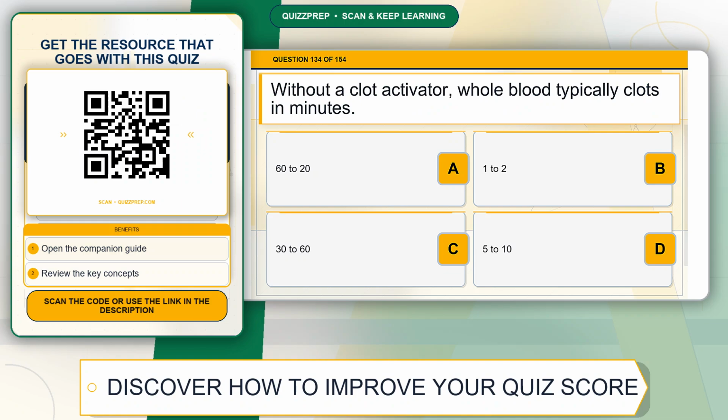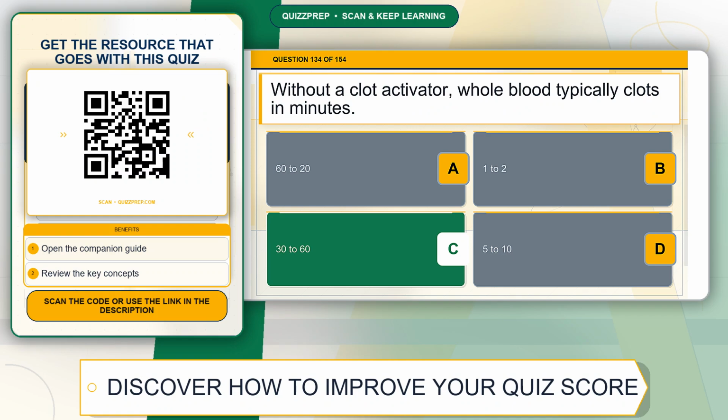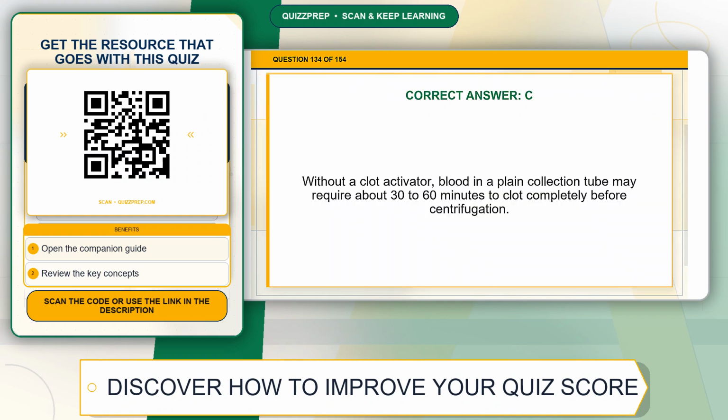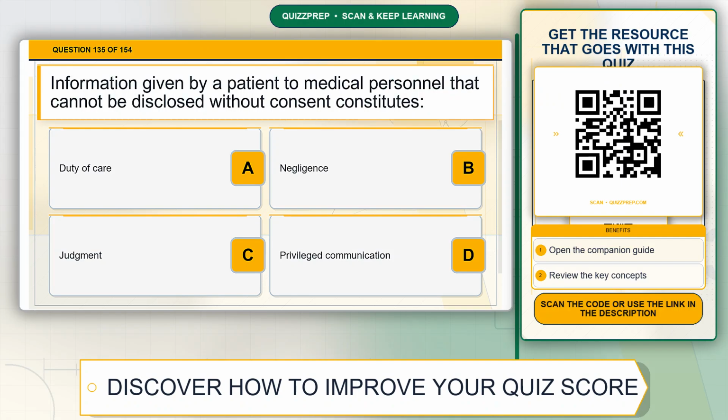Question 134. Without a clot activator, whole blood typically clots in minutes. Option A, 60 to 20. Option B, 1 to 2. Option C, 30 to 60. Option D, 5 to 10. The correct answer is option C, 30 to 60. Explanation. Without a clot activator, blood in a plain collection tube may require about 30 to 60 minutes to clot completely before centrifugation.